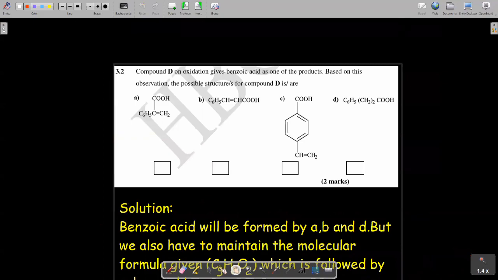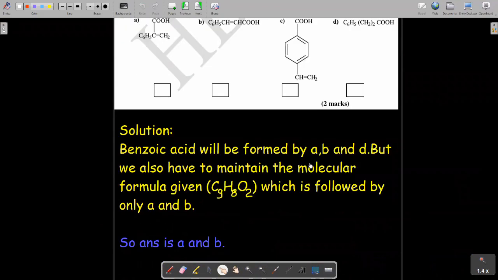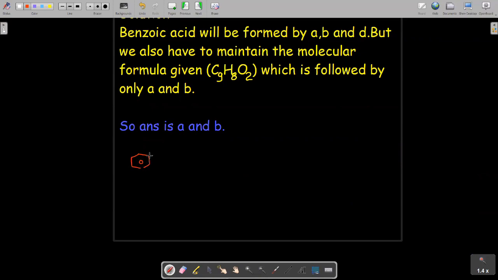Moving to 3.2. Now this question says compound D on oxidation gives benzoic acid as one of the products. Based on this observation, the possible structures for compound D is or are. Now see, benzoic acid is to be formed whenever with benzene you have a carbon attached, if it is an alkyl, then either this or it is CH2R or it is CH3. In all these conditions, it will form benzoic acid on oxidation.